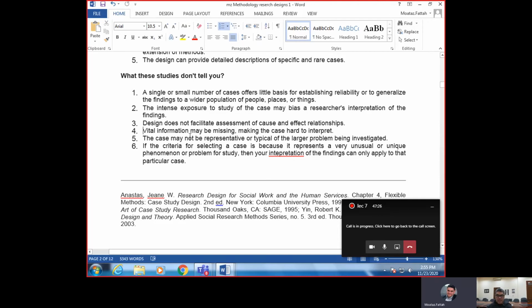The case may not be representative or typical of a larger problem being investigated, so be careful. You cannot generalize about all Arabs by studying Oman. You cannot generalize about all Arab countries by studying Sudan. You see, you cannot generalize about all Arab leaders by studying Nasser, right? If the criteria for selecting a case is because it represents a very unusual or unique phenomenon or problem for study, then your interpretation of the findings can only apply to this particular case.